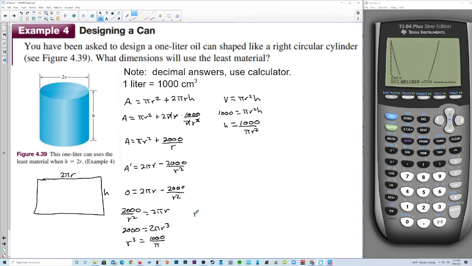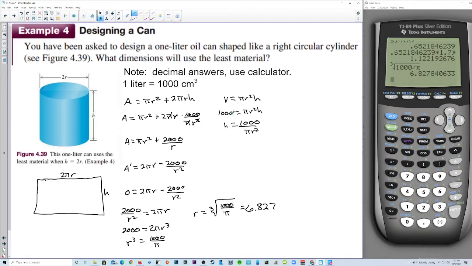And then take the third root. So r is equal to the third root of 1,000 over pi. And it says what dimensions will use the least material. Let's get a value for r. And we want the third root. So math number 4, third root of 1,000 divided by pi. So r is 6.827. That's the radius.